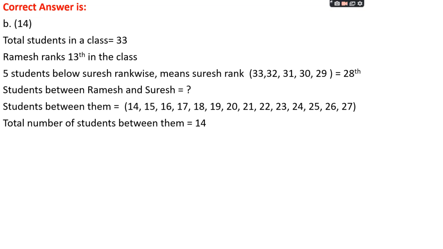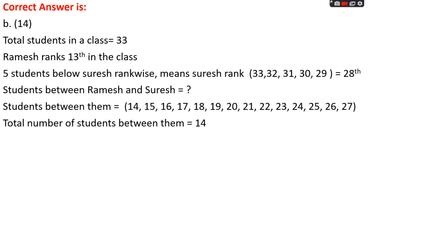Total number of students in the class is 33. Ramesh's rank from the top of the class is 13. 5 students will be below Suresh rank wise. That means, of a total of 33 students, Suresh's rank will be 28, because the last 5 will be ranks 33, 32, 31, 30, 29. So Suresh must be 28.